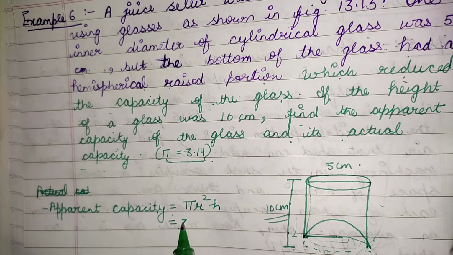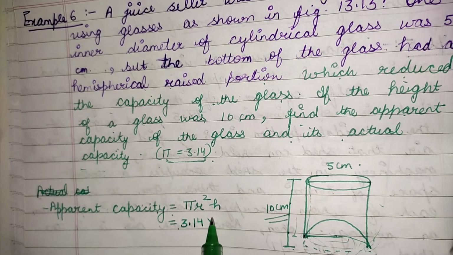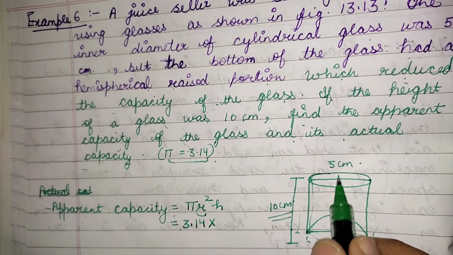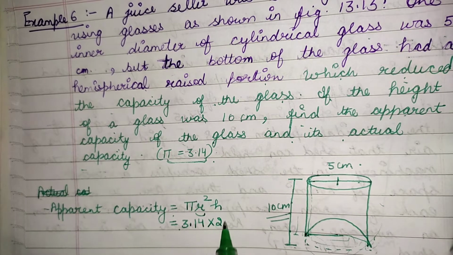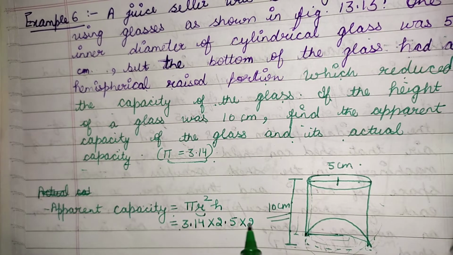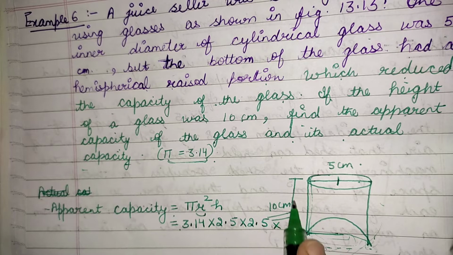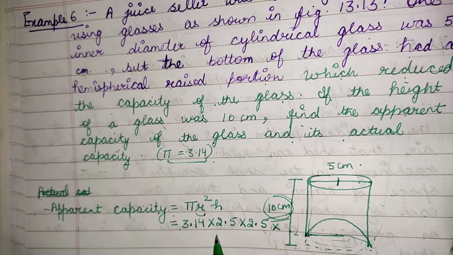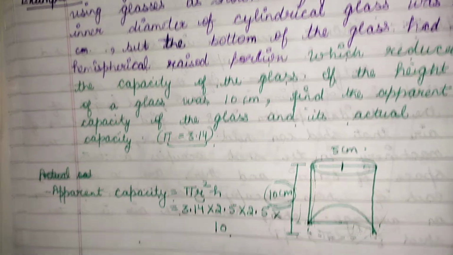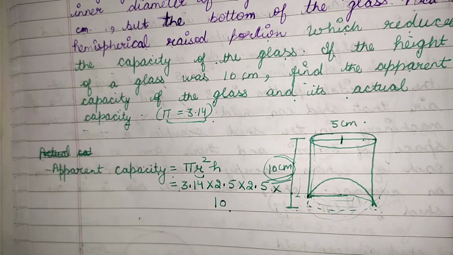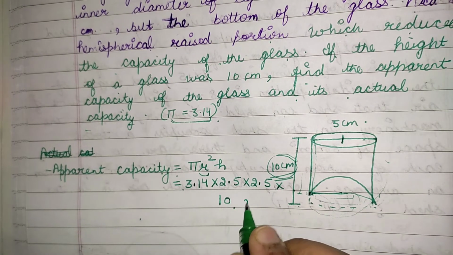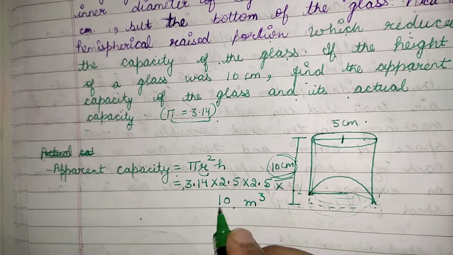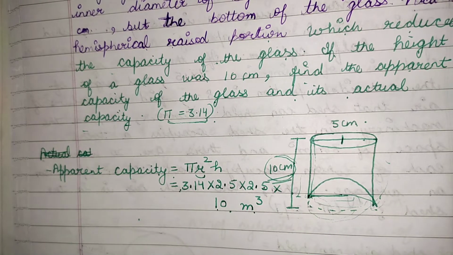So pi we have to take 3.14, into radius. This is diameter, so radius will be 2.5 multiplied by 2.5, and multiply by the height. Height of the complete figure is given to us equal to 25. So after doing multiplication of these three terms, you will get your final answer.